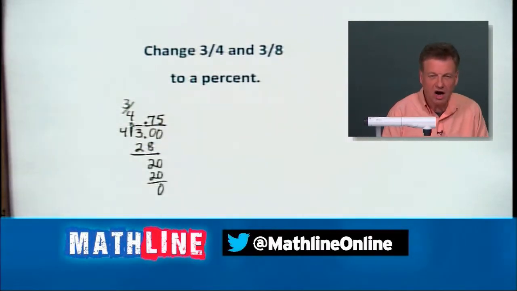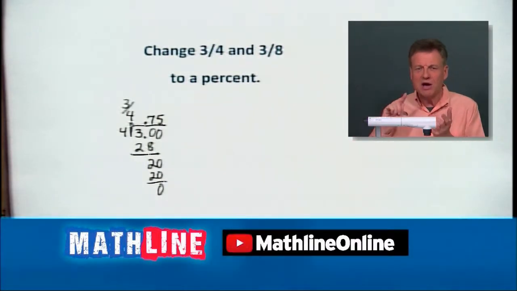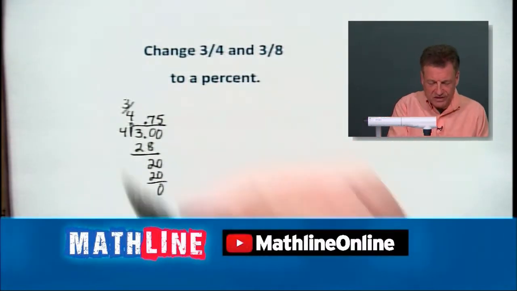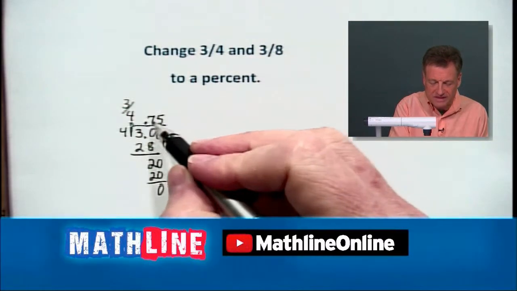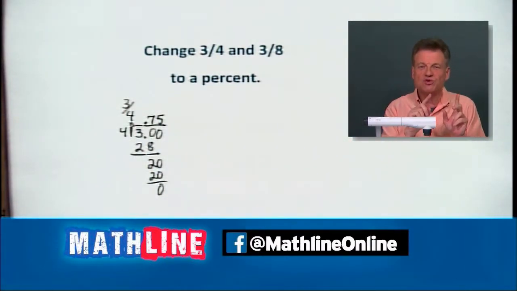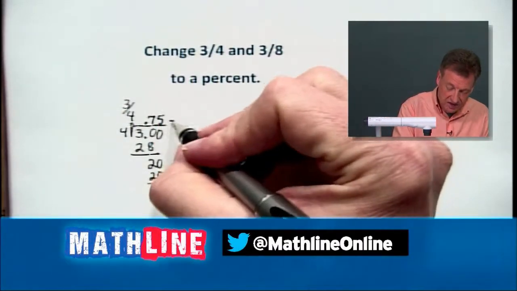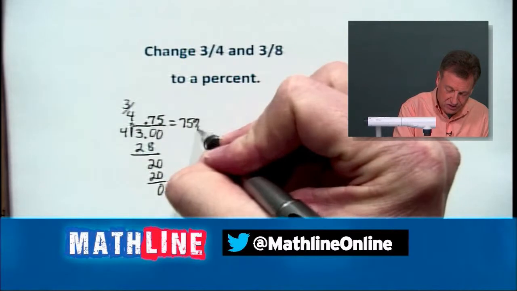Right there we are. Now remember what I said. Oh yeah, I said a lot of things, don't I? Remember we said if we have 75 hundredths, that 0.75, the decimal in front of the 75, we're going to shift it to the right two places. And that's going to give us 75%.